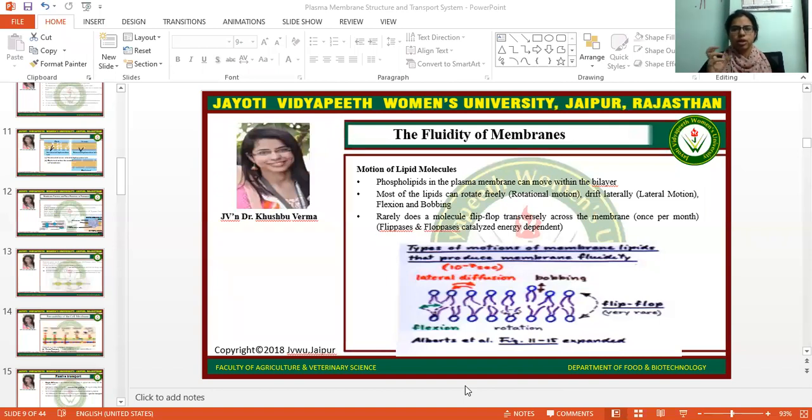Here I am going to show the diagram which can help you understand the motions and movement of the membrane lipid. This is the lateral diffusion, meaning this molecule will go here, and this is the flexion. Rotation means they will rotate on their axis, and this one is the flip-flop, meaning the molecule will move towards the next layer, and this is the bobbing, meaning the molecule will jump like this.